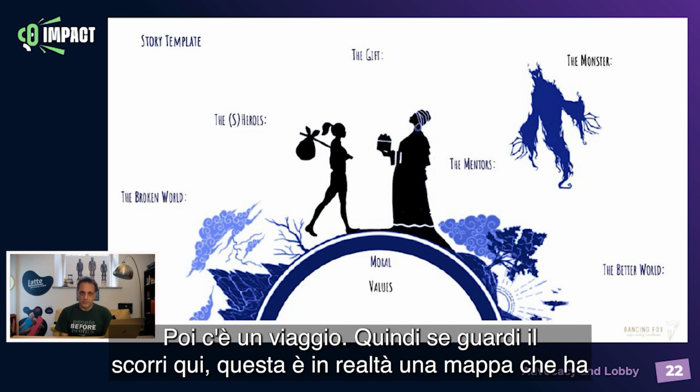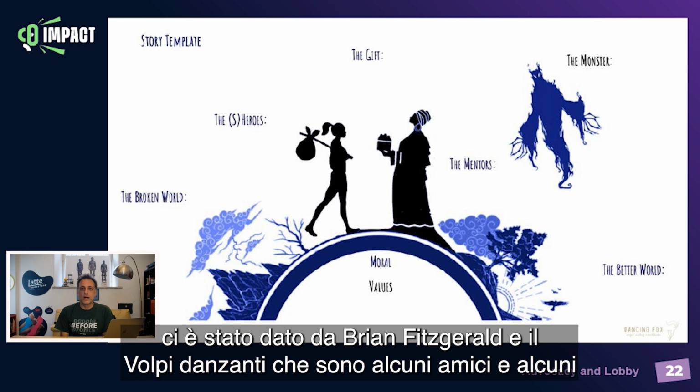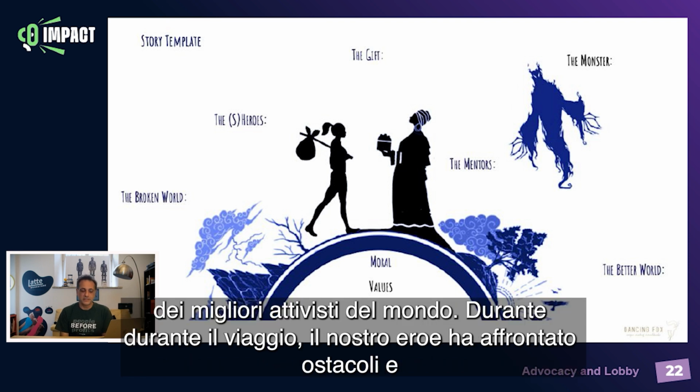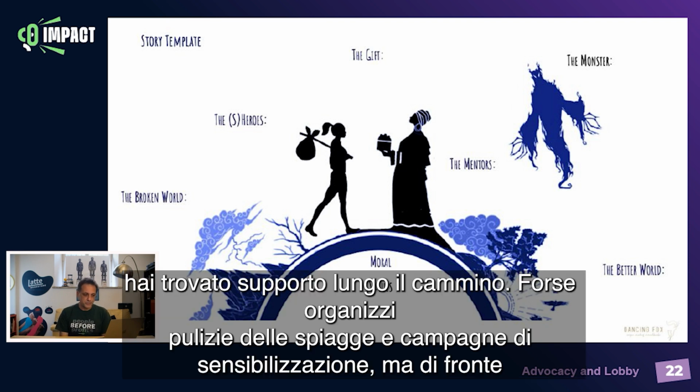Then there is a journey. So if you look at the slide here, that is actually one map that has been given to us by Brian Fitzgerald and the Dancing Foxes, some friends and some of the best campaigners in the world. During the journey, our hero faces obstacles and finds support along the way.